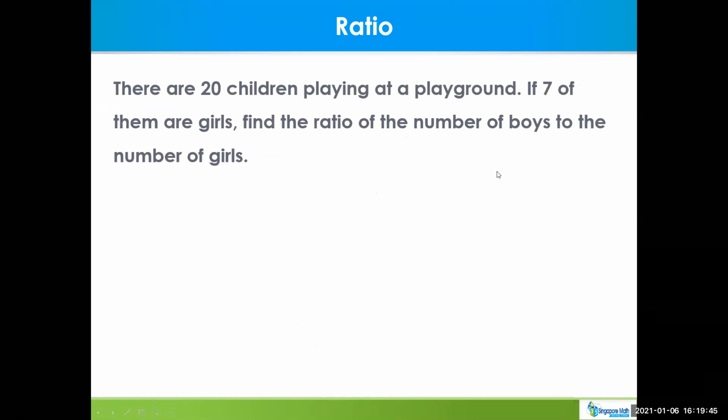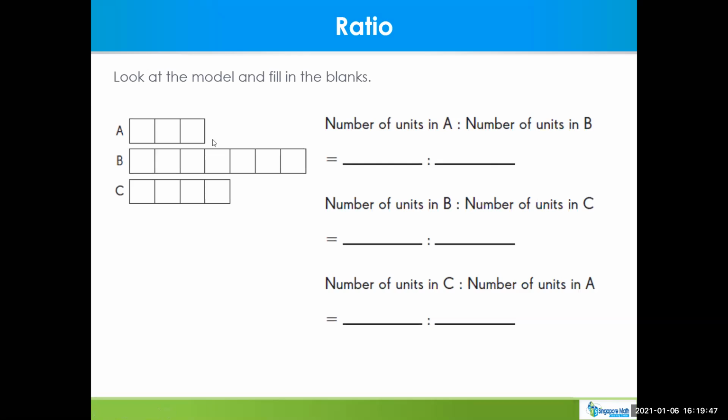All right, so let's start with Anne. Anne, what's your answer for the first one? Number of units in A to number of units in B. 3 to 7. 3 to 7, okay.